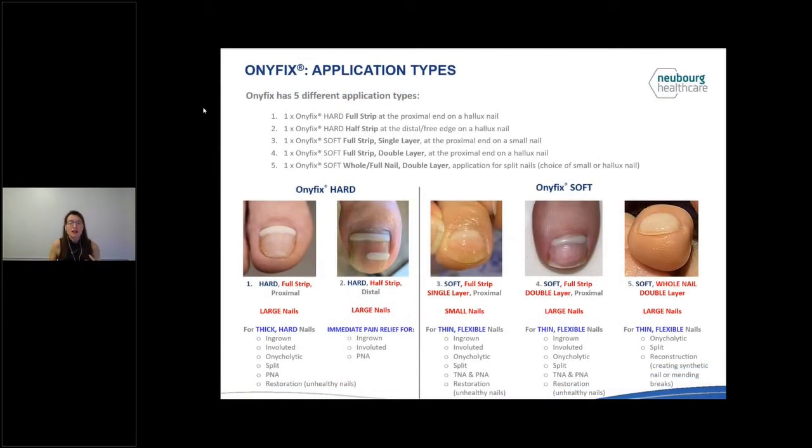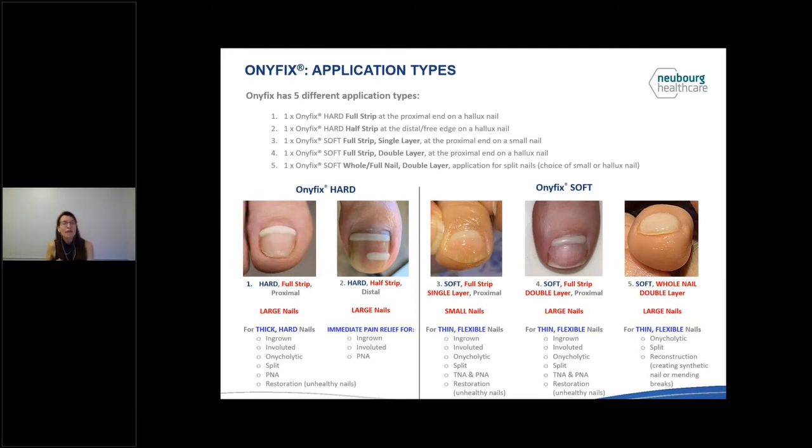So classically, there are 5 types of applications that we typically teach. On the left-hand side of the screen, we've got the Onyfix hard, because we're now dividing the types into the 2 viscosities, the 2 types of tubes that we have. So you've got your classic full strip at the proximal end and your half strip at the distal end. Remember, your classic full strip is going to be, in most cases, your most common go-to. It can be used for anything from ingrown, involuted, onycholytic, those detached nails, split nails, including those PNAs, as well as restoration of nail health.